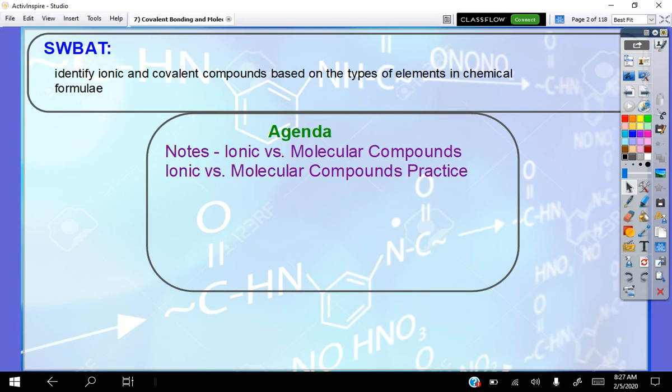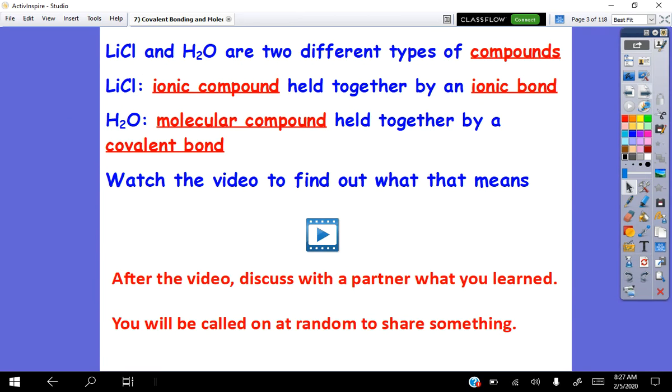Hello, today we are going to identify ionic and covalent compounds based on the types of elements in their chemical formulas. So some of the compounds we've seen so far in our last unit were ionic compounds. We know ionic compounds require an electrostatic attraction or an ionic bond.